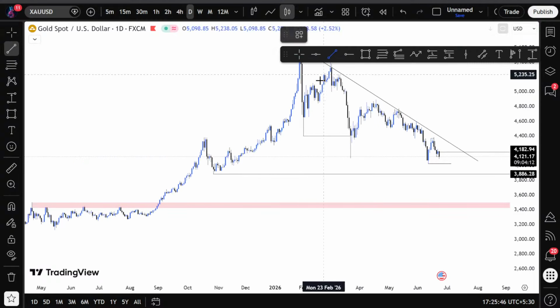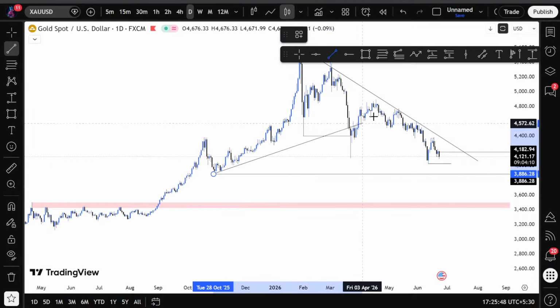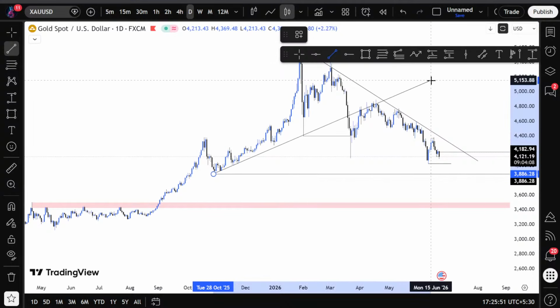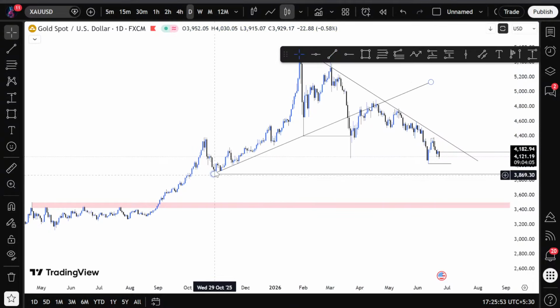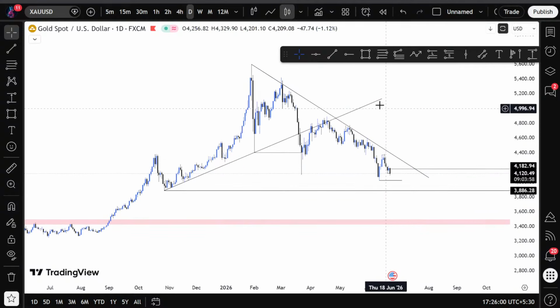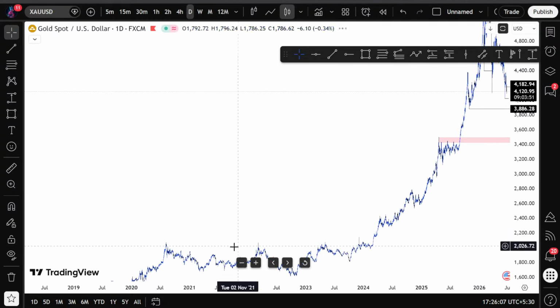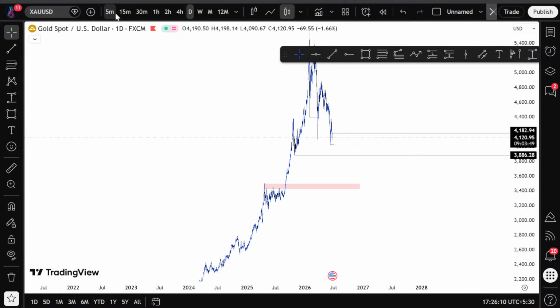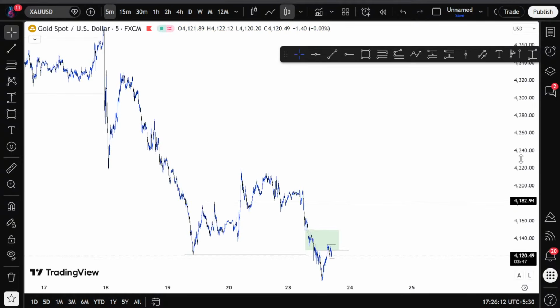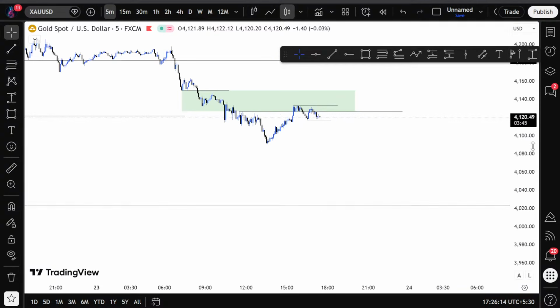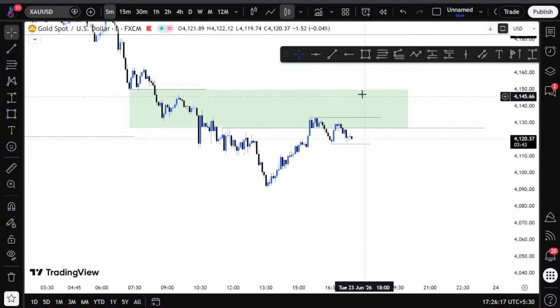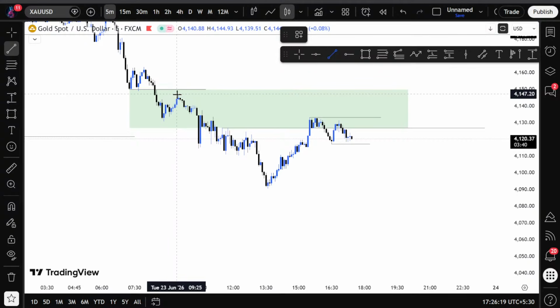Same thing if you look here. This is valid. 1, 2, 3, 4. Break, retest, drop. The market will always be respecting a single trend line. It doesn't matter whether it is from here or from here. Even in the 5-minute time frame, if you look at this one, there will be a trend line.